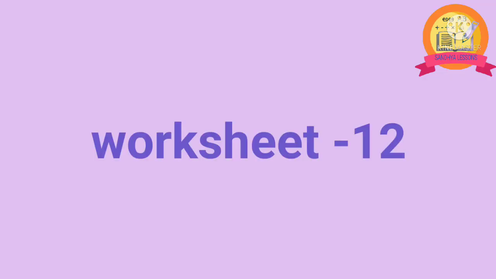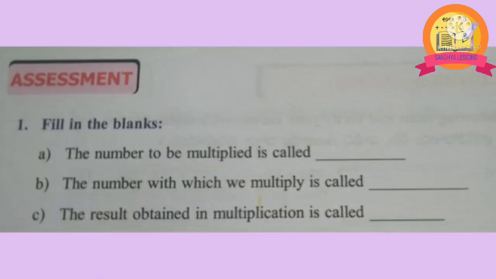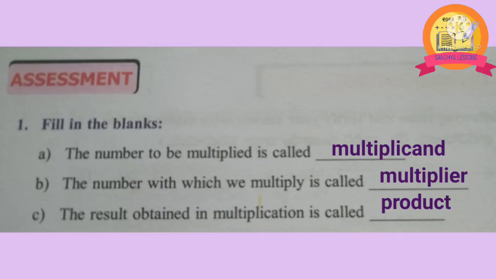Worksheet 12. First Roman, fill in the blanks. First one, the number to be multiplied is called multiplicand. The number with which we multiply is called multiplier. The result obtained in multiplication is called product.